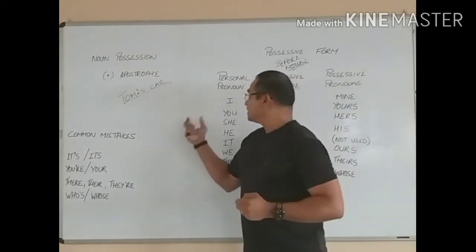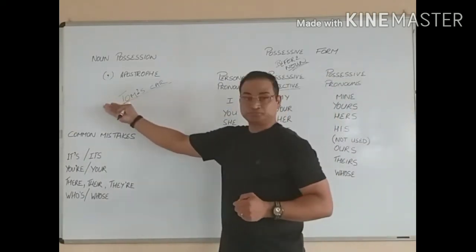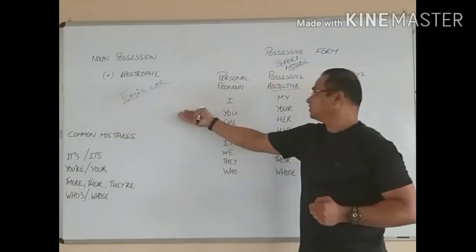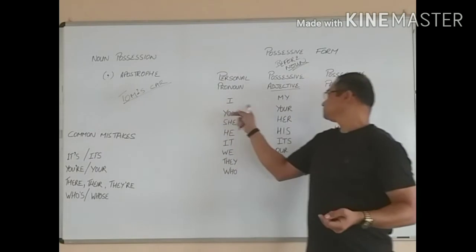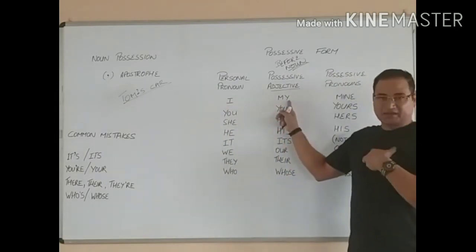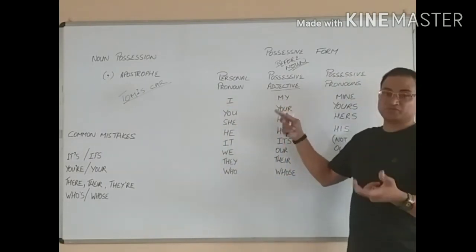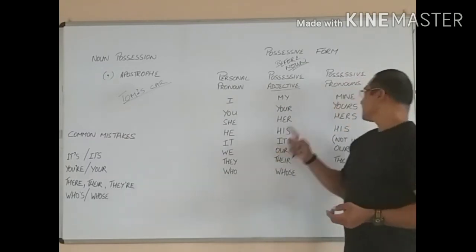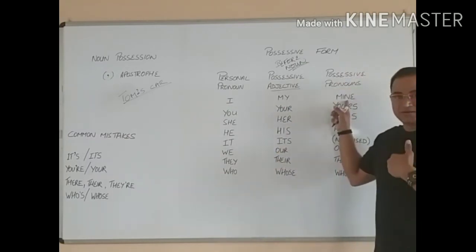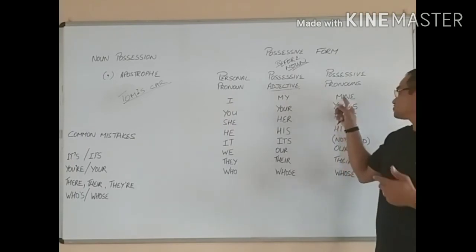Now you see, gentlemen, if I talk about I have a car, I'm using a personal pronoun. I have a car. This is my car. You see, adjective coming before the noun. This is my car. And this car is mine. This car is mine. You see, this is right at the end.